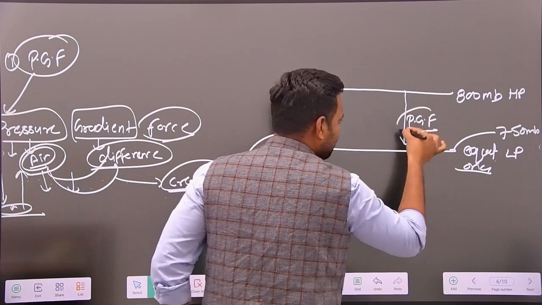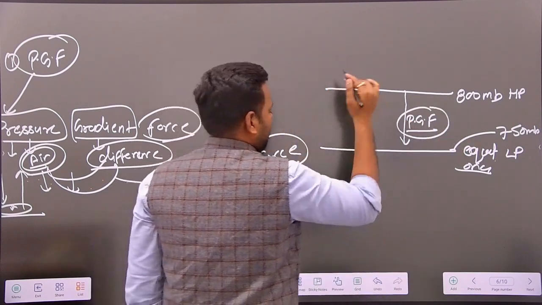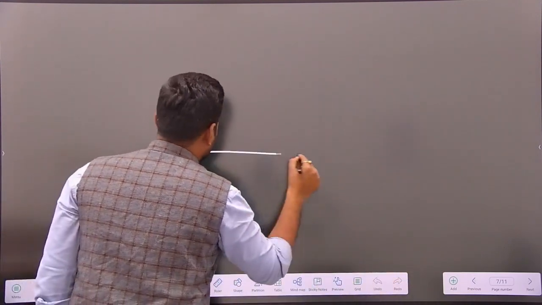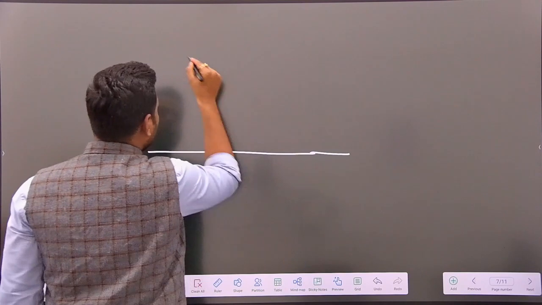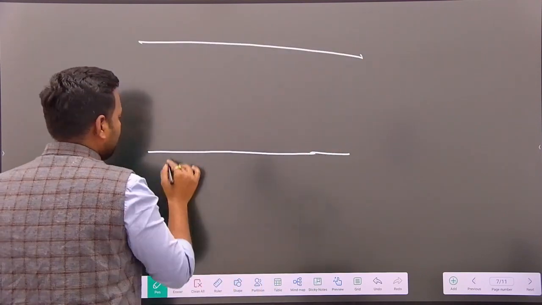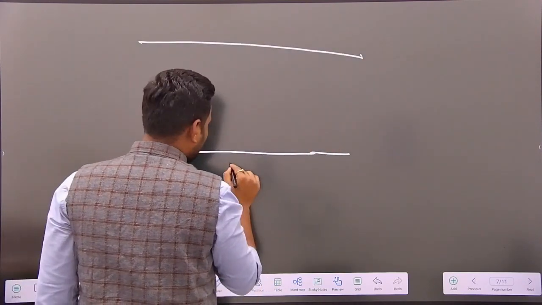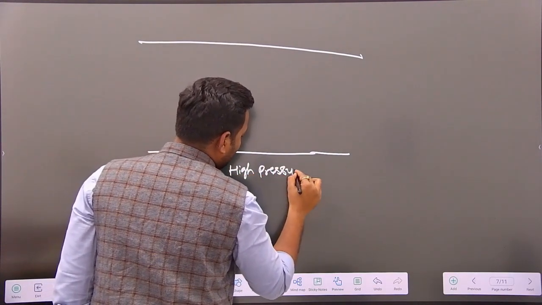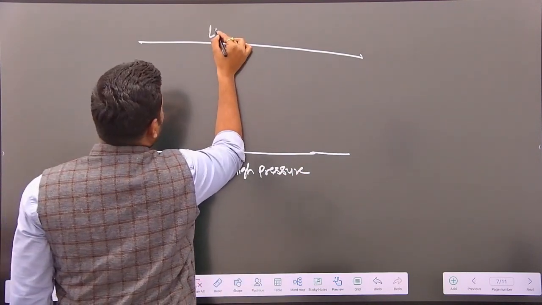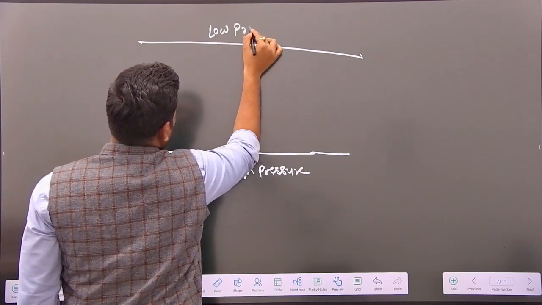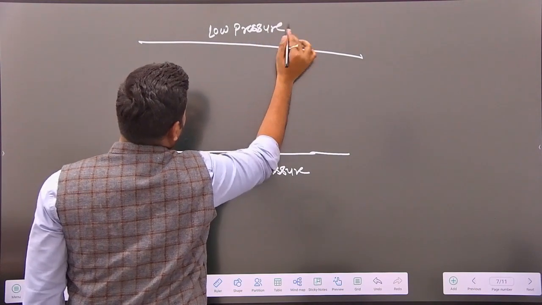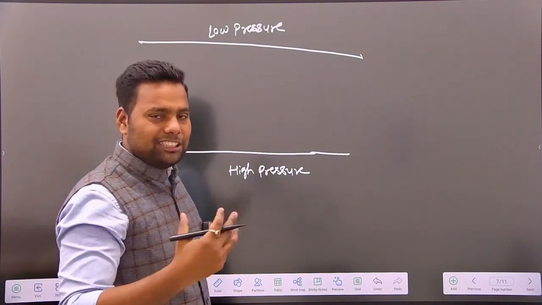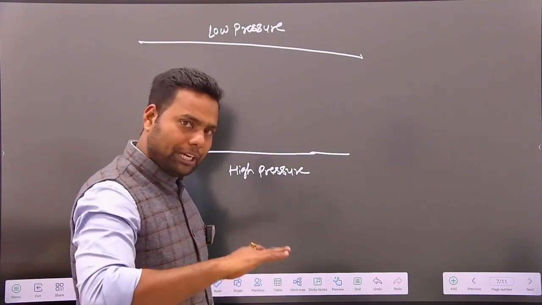Now, this pressure gradient force. Suppose that Earth is not rotating. Here is a high pressure, and here is a low pressure, in the condition where Earth is static and motionless and is not a rotatory body.